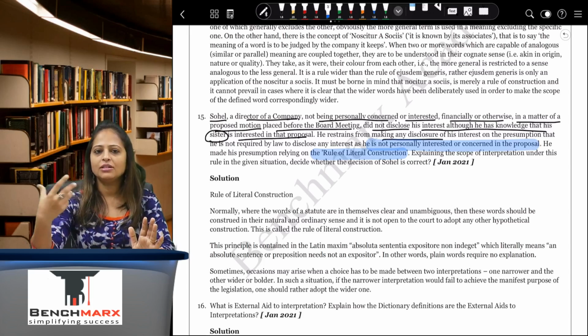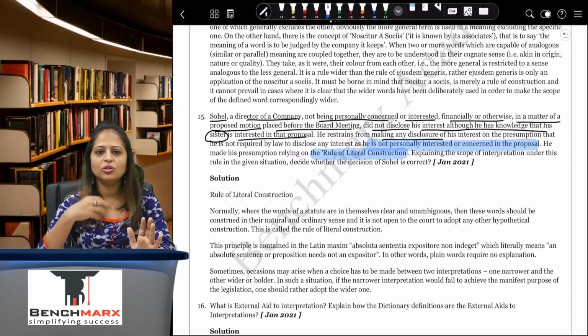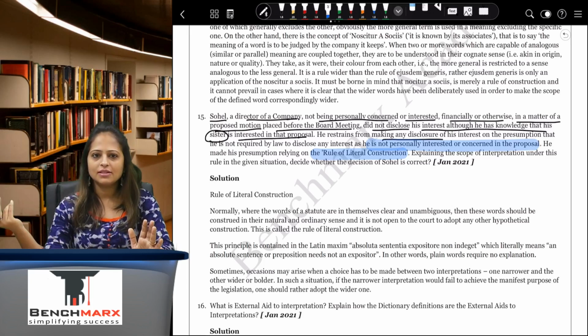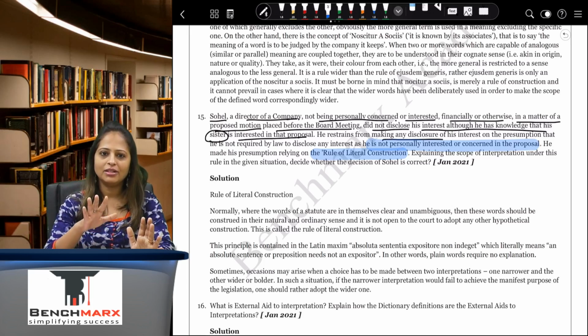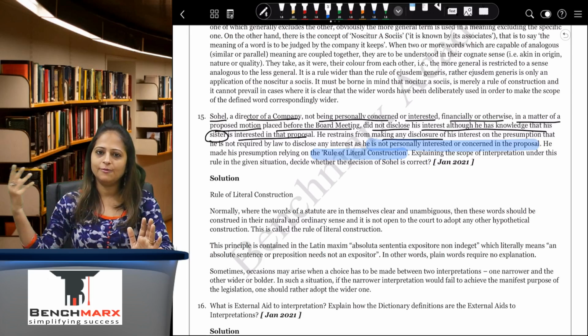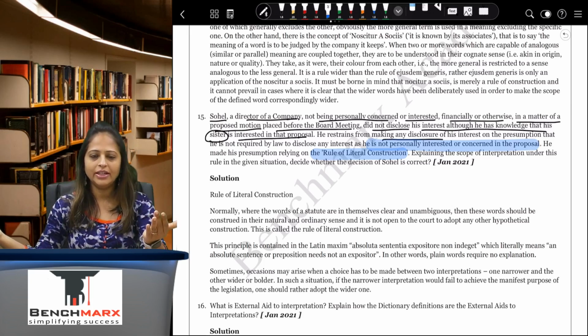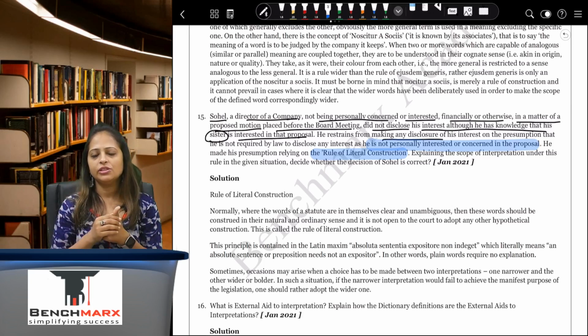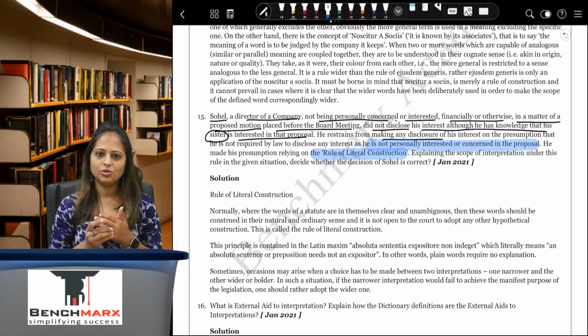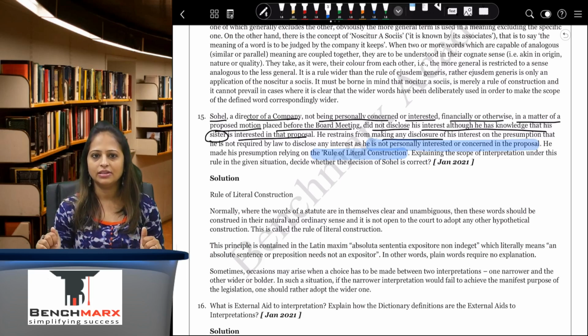Here, if you are applying the rule of literal interpretation, you are not giving effect to the intention. The intention of the act is that if you have interest in the matter, even if your sister is interested, you are interested in the matter, because you will want to do something which benefits your sister and not the company, correct? So your rule of literal interpretation does not help. You will have to go beyond, and you will have to give the intention of the act, and hence even if the sister is interested, Sohail will have to make a disclosure because he is indirectly interested in the subject matter.